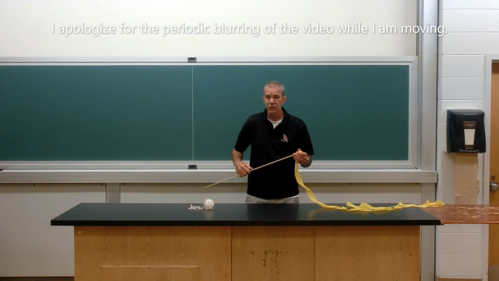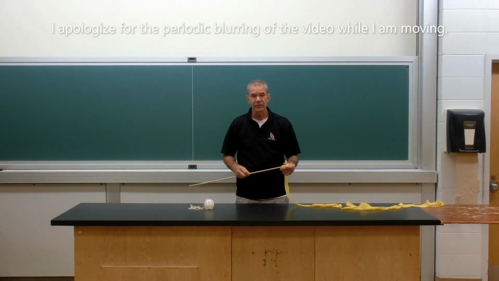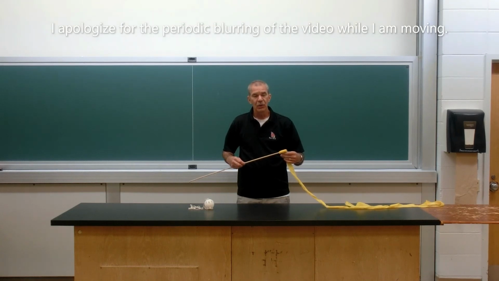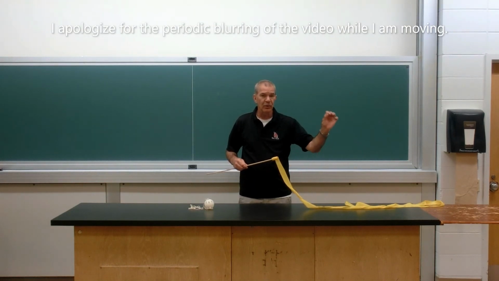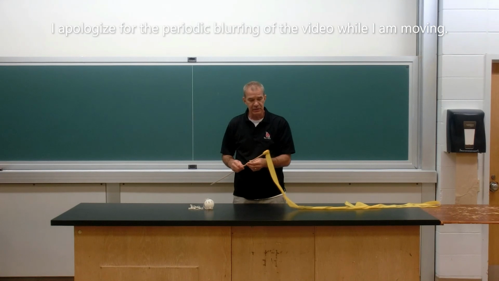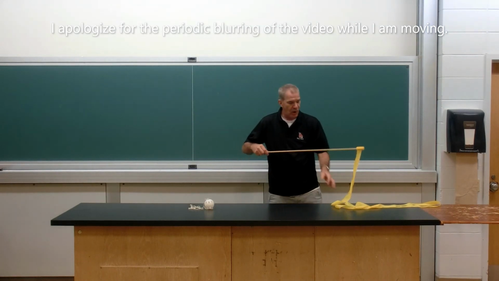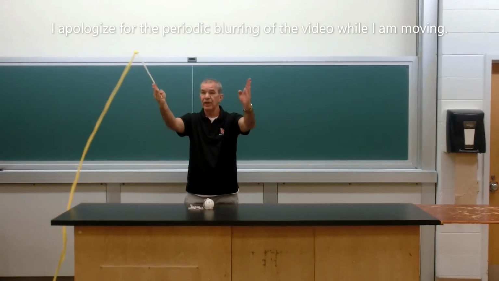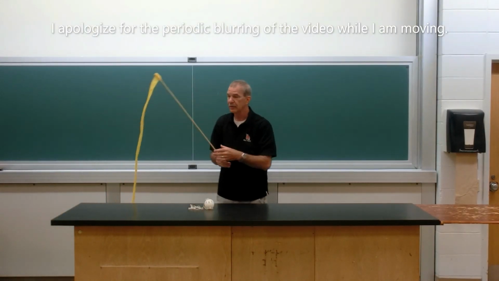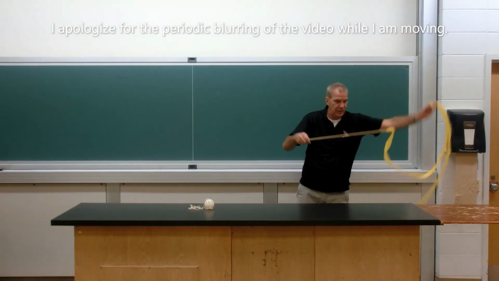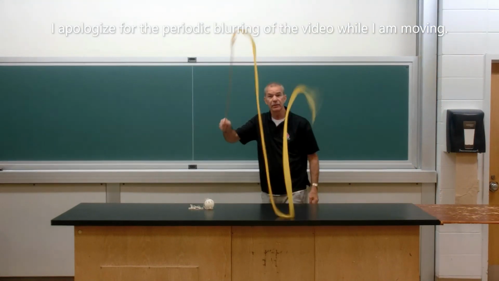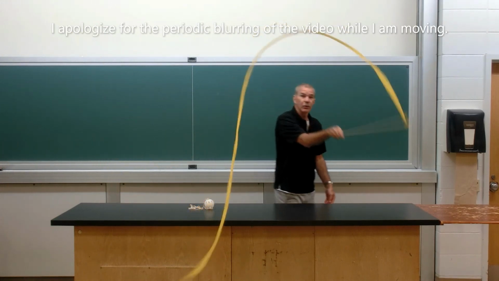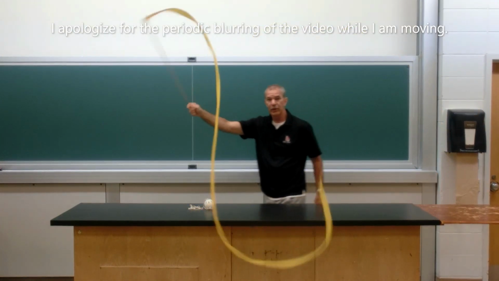Wavelength relates to how spread out the wave is. It's the distance of one complete cycle, or it's the distance from one point to the next point on the wave that's in phase with it. When we're watching this, wavelength is related to how spread out those crests are. So I could have a short wavelength where they're really close together, or I could have a longer wavelength where they're spread out.